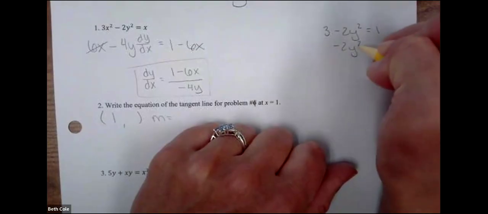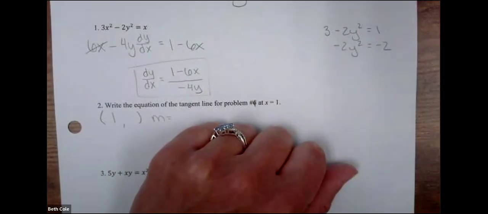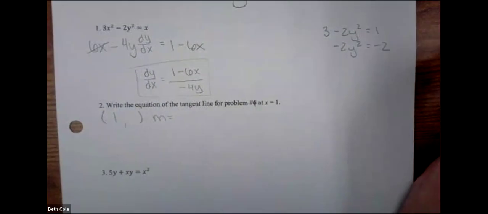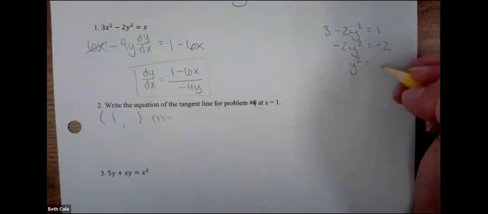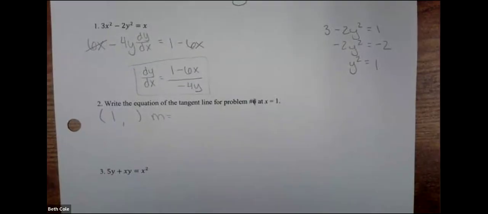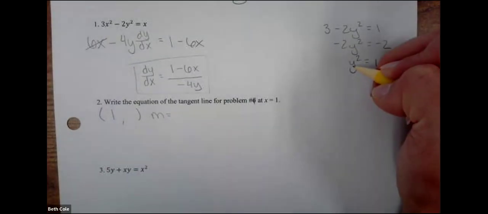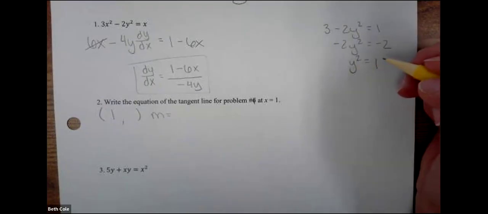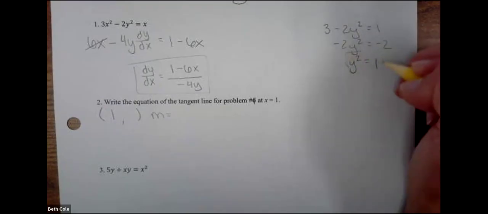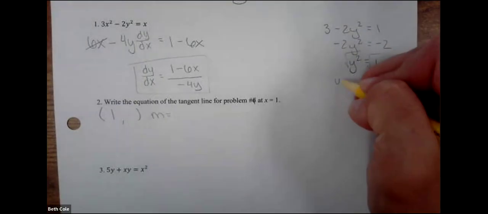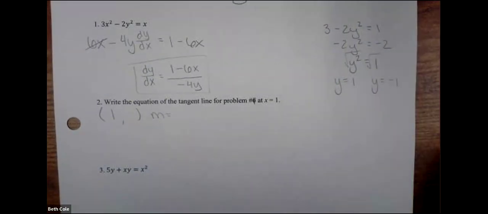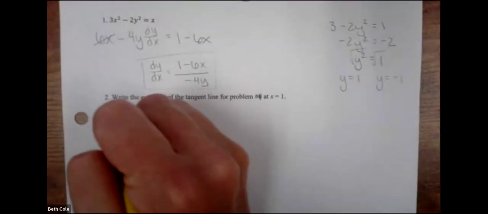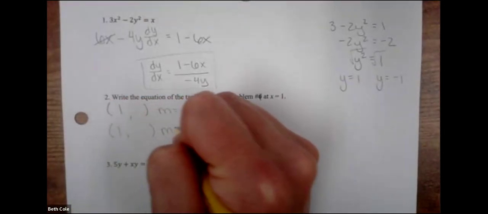Subtract 3. Perfect. 1 minus 3, negative 2. Good. That cancels or divides out. Can I say cancels? I don't know. Whatever. Either way, that's going to be 1. Okay, I'm going to say cancels out. All right, and then square root. Now you get y equals 1, but you also get negative 1, plus and minus. Okay, so we are actually going to get 2 answers to this.